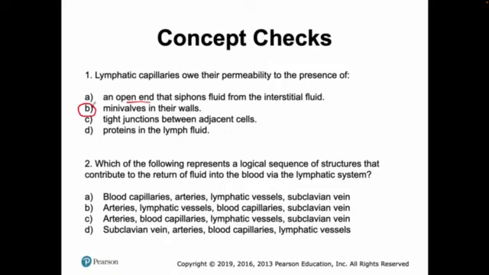Which of the following represents a logical sequence of structures that contribute to the return of fluid to the blood via the lymphatic system? The right answer will be C. Why, I will tell you. From arteries, blood will drain into blood capillaries, especially from the smaller arteries, and from the blood capillaries it will get into the lymphatic vessels. Within the lymphatic vessels it goes through the whole system, from the smaller vessels through the capillaries, then the trunks to the ducts, and the ducts finally open up into the subclavian vein. So therefore this is the right pathway.